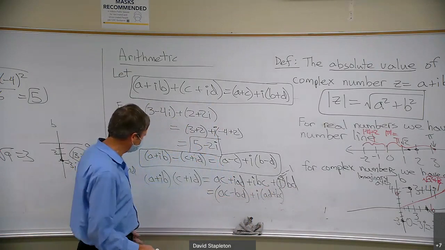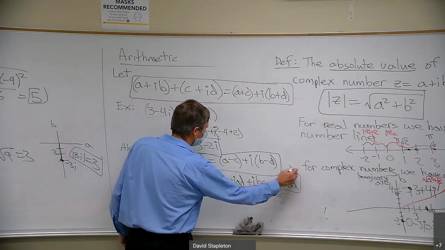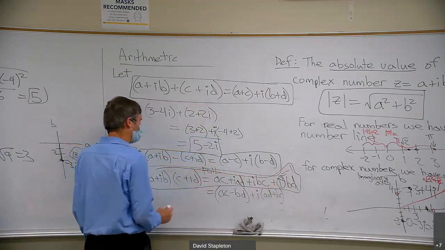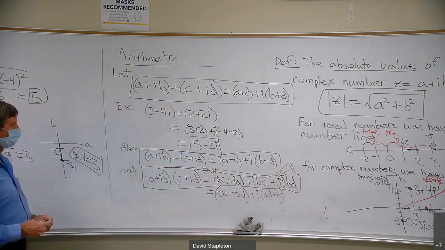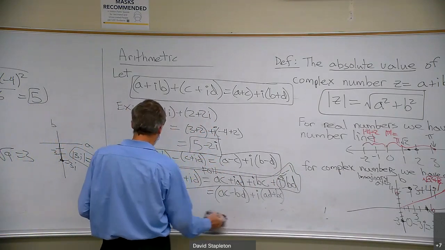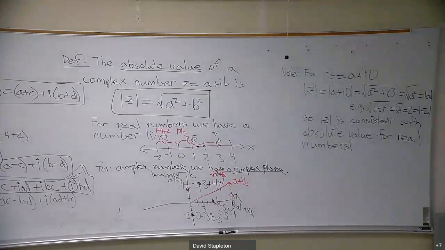Who can memorize that? I mean, you can, but it's not that useful. Instead, just memorize FOIL, right? So complex numbers multiply by FOIL. There's nothing more to it than that. Then there's a very important special case of multiplication.